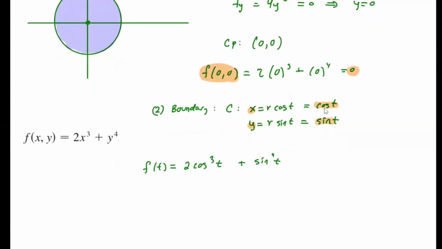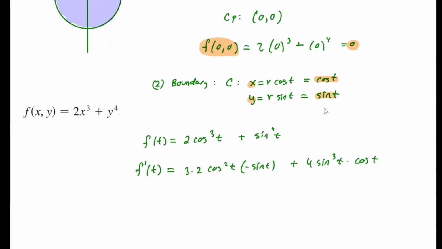Now we need to find the extreme value of this function. So we'll take the derivative of this function with respect to t. That's a single variable, so we know how to do that from single variable calculus. Use the chain rule right here. So we'll have 3 times 2 times cosine squared t times the derivative of cosine, that will be negative sine of t, plus 4 sine cubed t times cosine of t.